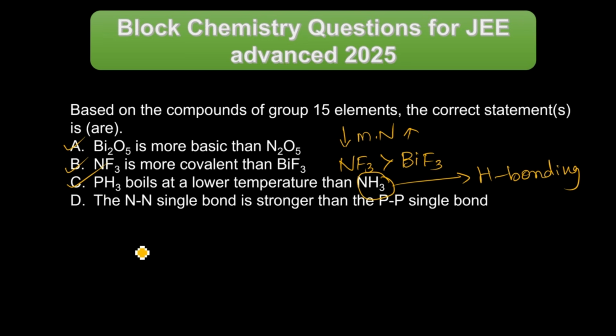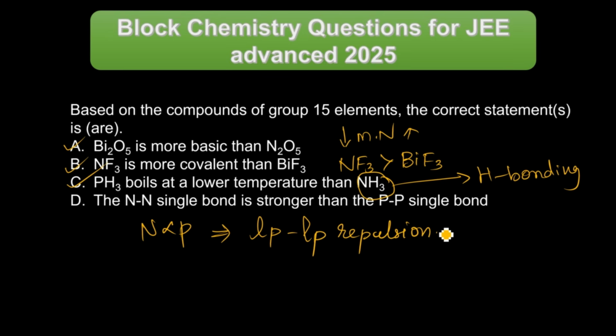Option D, the N-N single bond is stronger than the P-P single bond. Okay, so how can we say whether it is stronger or weaker? First of all, nitrogen is smaller in size than phosphorus. Correct? It is in the first period. So what will happen due to the smaller size? Lone pair repulsion.